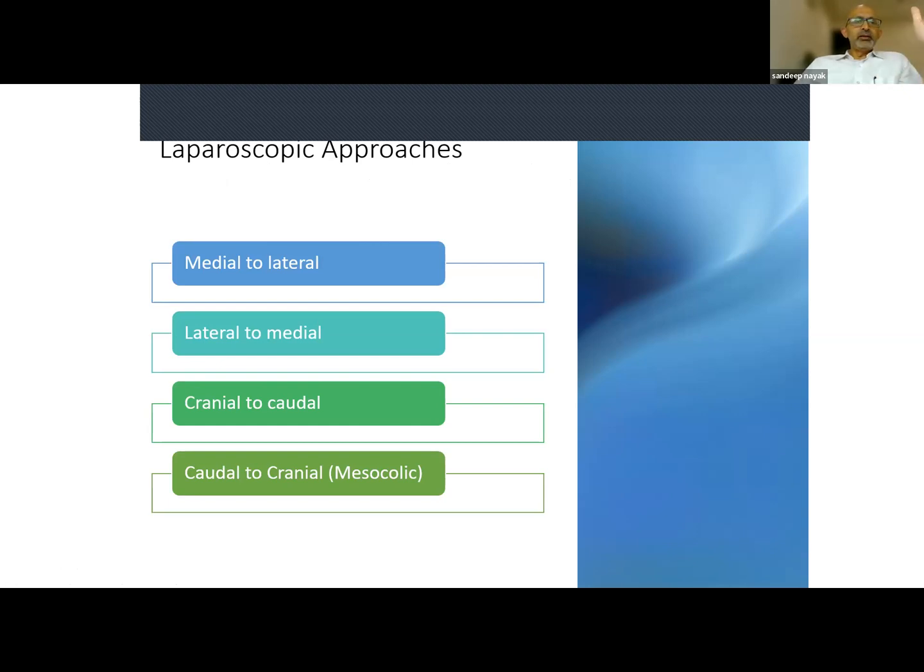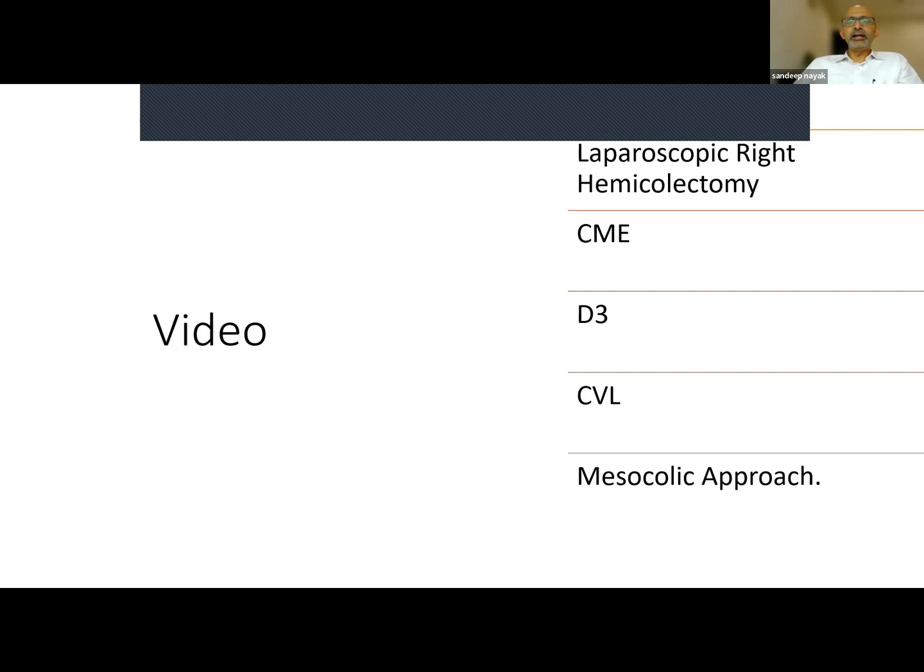There is a medial to lateral approach. There is a lateral to medial approach also, which has been practiced, and cranial to caudal also. We can perform the same surgery; it is up to the surgeon's preference. What I do is a mesocolic first approach, which is caudal to cranial. I have found it more advantageous because I dissect the mesocolon first. I have good control on the specimen. It doesn't wobble. Those are the advantages which I have.